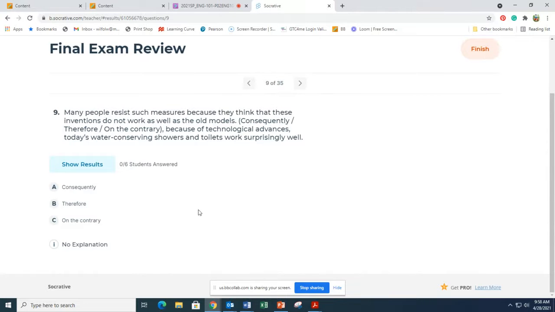Okay, so there are some questions on here about picking the most logical fit, right, in terms of a transitional word or phrase. So which transitional word or phrase in the context of the rest of it makes the most sense to use? What I don't like about this is such measures is kind of unclear. So let's say many people resist buying new technologies because they think that these inventions do not work as well as the old models. Blank. Because of technological advances, today's water conserving showers and toilets work surprisingly well.